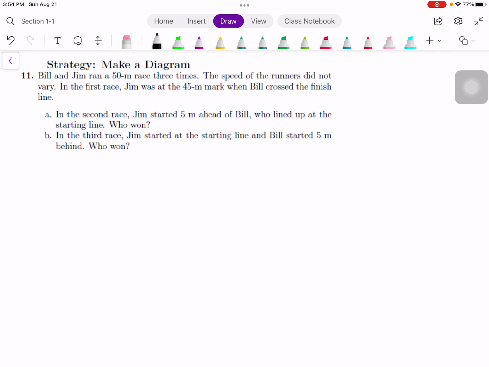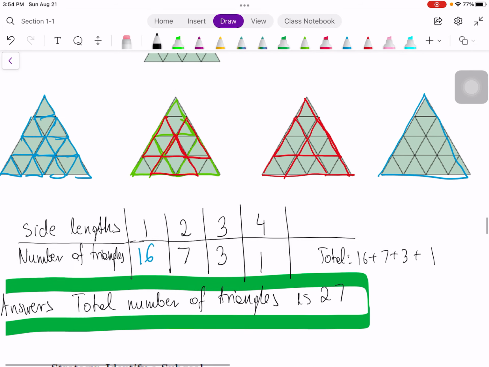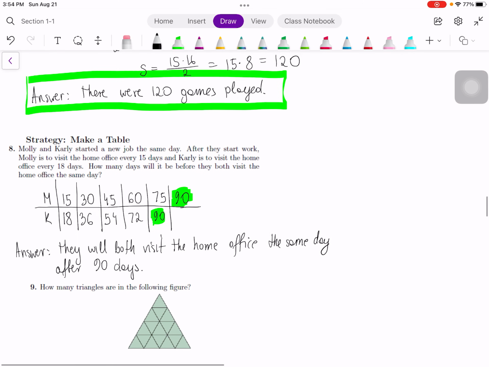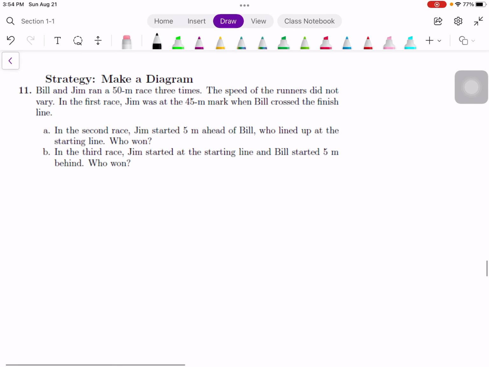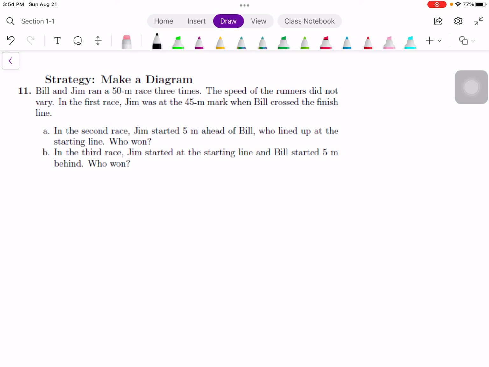Okay, so let's look at the next strategy: make a diagram. Earlier we made a table, but another way to help ourselves is to draw some kind of picture or diagram. So here we have a question. Bill and Jim ran a 50-meter race 3 times. The speed of the runners did not vary. So in all 3 races, Jim ran at the same speed, and so did Bill.